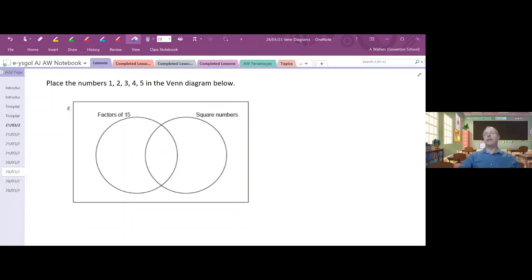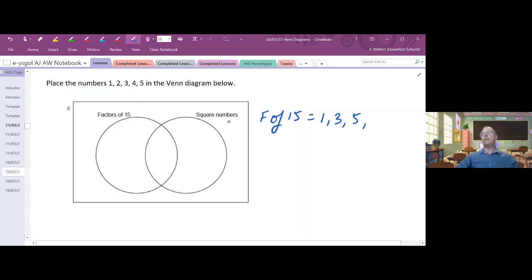do is I write down underneath or by the side the factors of 15 are 1, 3, and 5. Now there's a factor 15, but that's not in this universal set, so I'm going to take that off. The factors of 15 from that list are just 1, 3, and 5.